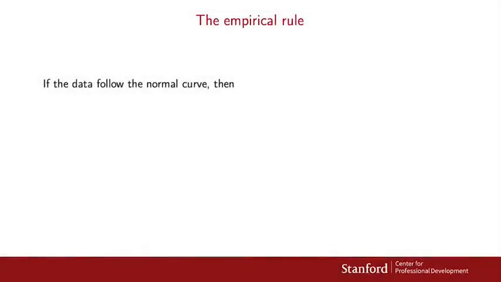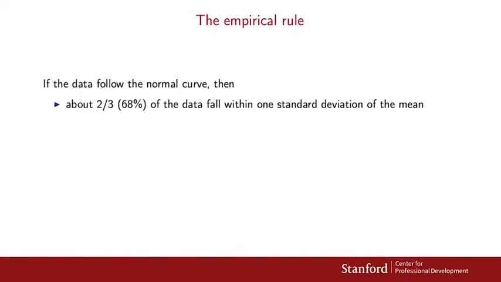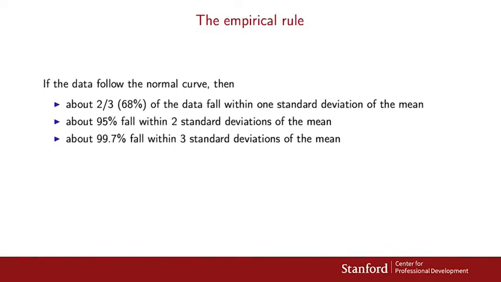It turns out that if the data follow the normal curve, then there's a rule of thumb which comes in handy in many situations. About 2/3 of the data fall within one standard deviation of the mean. This is called the empirical rule. There's a second part to the empirical rule, which says that about 95% of the data fall within 2 standard deviations of the mean. And in fact, about all of the data fall within 3 standard deviations of the mean.